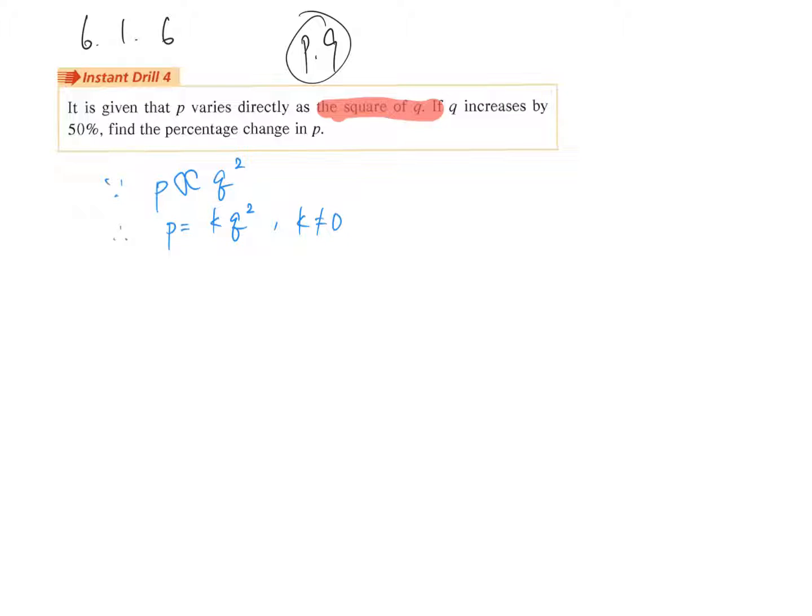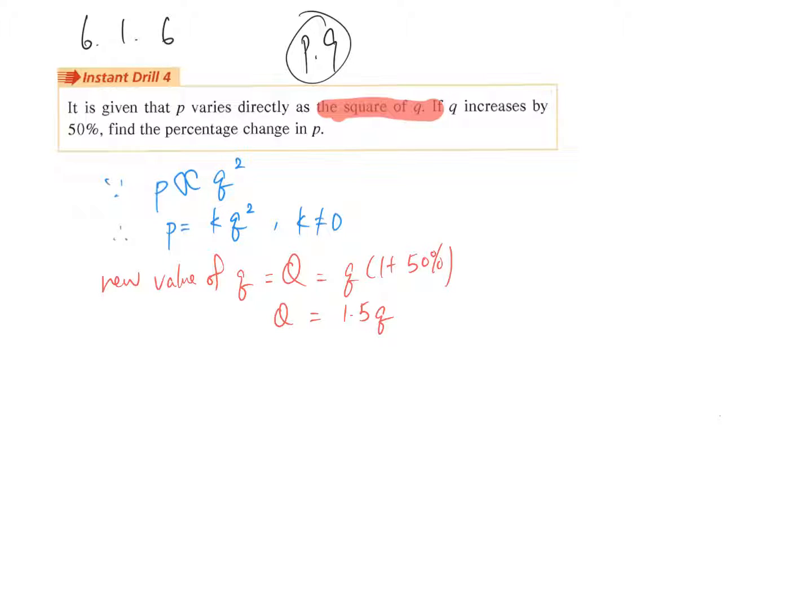Then we start to deal with the increase of Q now. So now we can say that the new value of Q, let me give this Q a new symbol, a capital Q, equals small q times 1 plus 50%, because the question said it is increased by 50%, so 1 plus 50%. Then that means this capital Q will equal 1.5 small letter q.